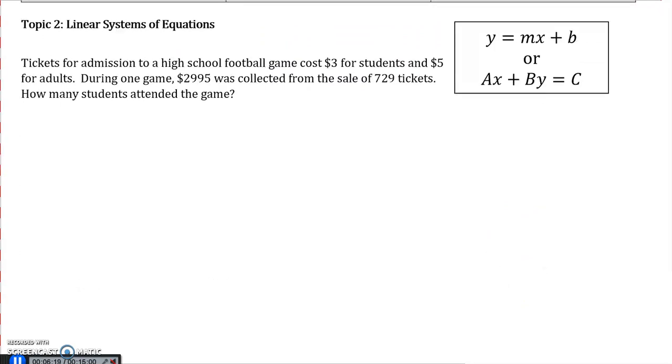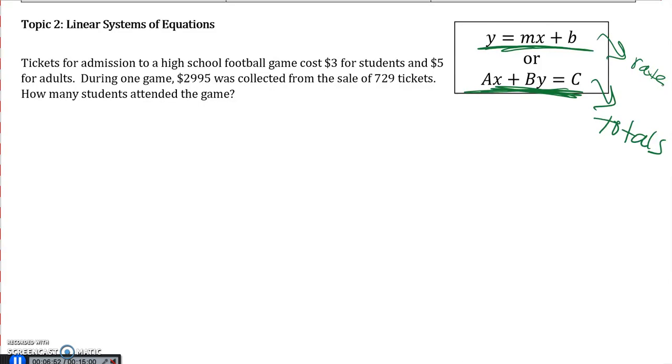Topic number 2 would be systems of linear equations. Now, this gets a little tricky because you can either write things as y equals mx plus b, or depending on your situation, you might want to write them in what we call standard form, which is ax plus by equals c. And that is a very good equation if you have like totals, like big giant totals. This is good if you have like rates, or you can easily find your slopes. But either one can kind of be used interchangeably.